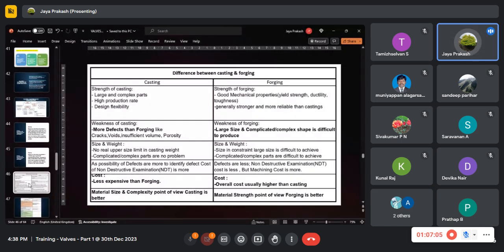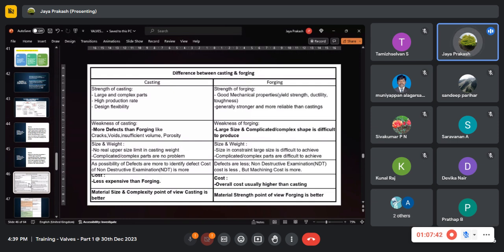As you know, casting handles very large and complex parts with a high production rate. You can make a mold in any shape, and you can bring out a casting in any shape. Once the mold is ready and the method is acceptable, you can have many castings poured, so the production rate will be more.